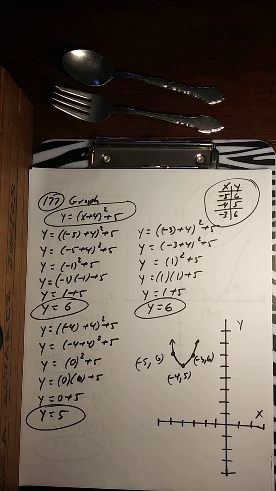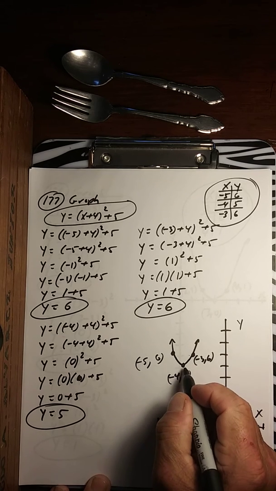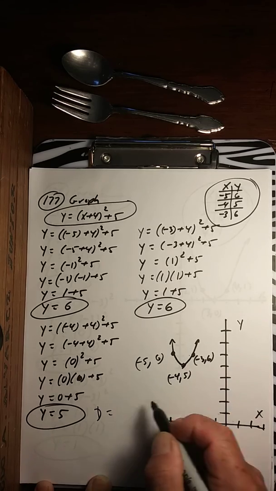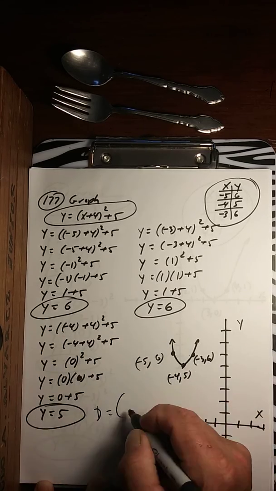And again, domain. This is a vertex right there. And it's a min. But let me write the domain. Domain is negative infinity, infinity again.